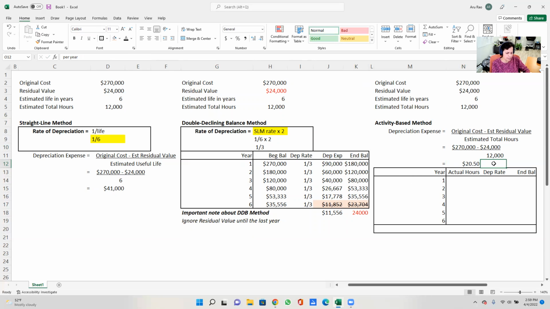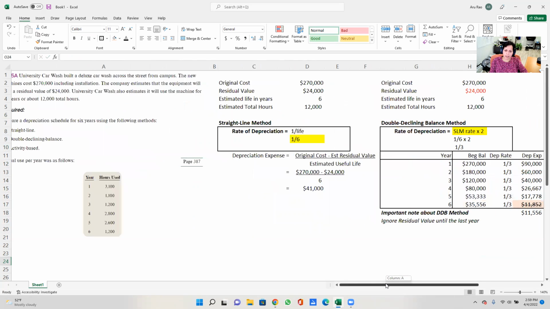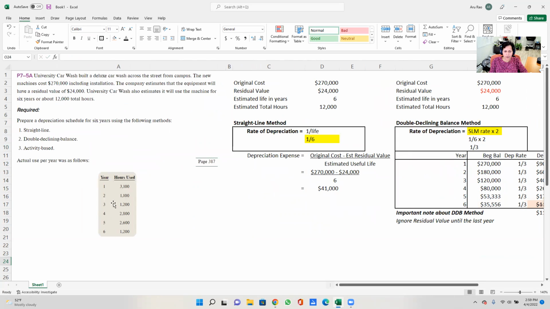This number that I come up with, $20.50, is per hour. This is per hour that I run the machine. I use the machine, that's a depreciation. So now what I need to know is, how much should I use the machine each year? I have to wait until the end of the year. And at the end of each year, they told us how many hours I use the machine.